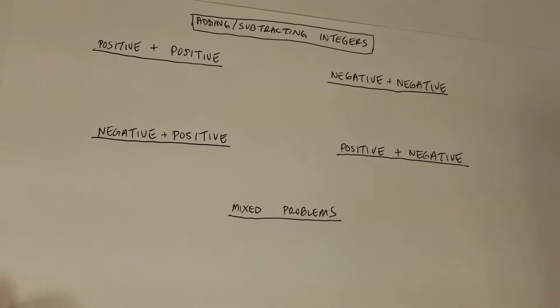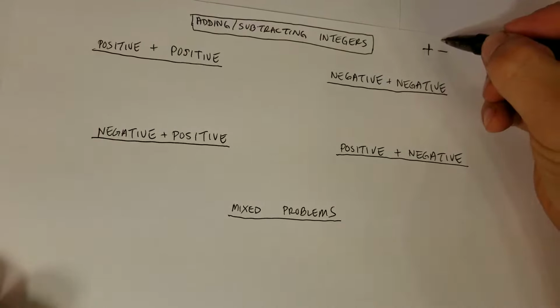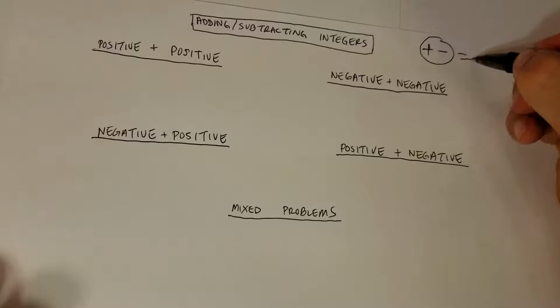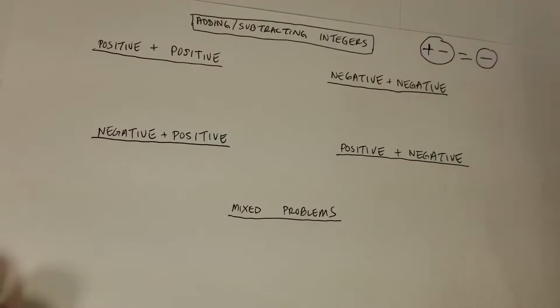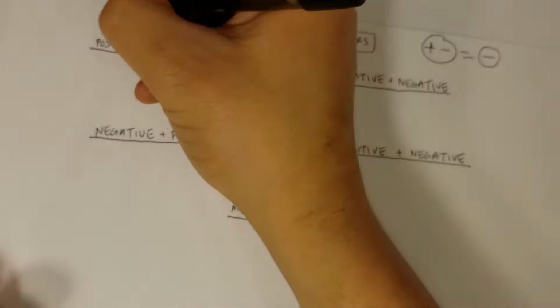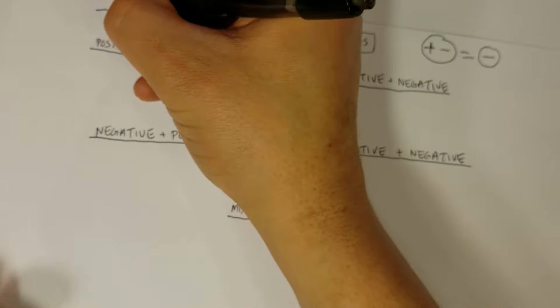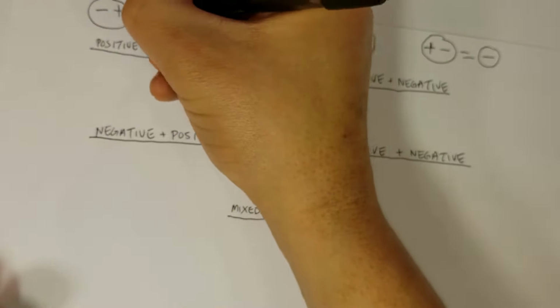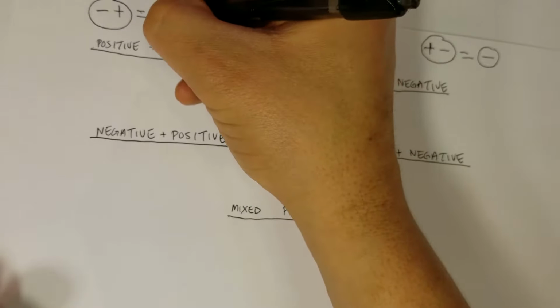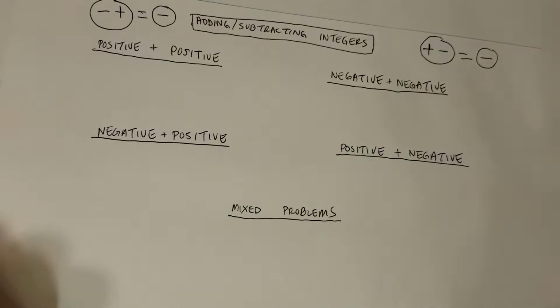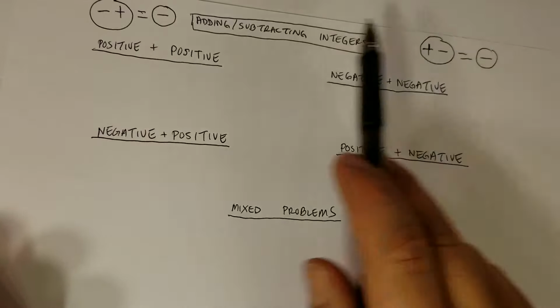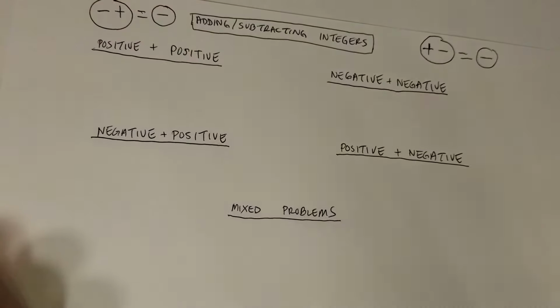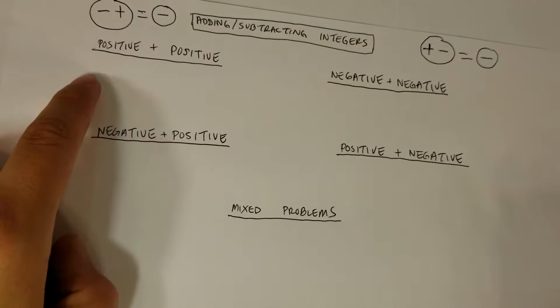The only thing you have to remember at the very beginning is that if you ever have a positive and a negative next to each other, the negative will always win. Anytime you have a negative and a positive, it's always going to end up being a negative, even if it's backwards. It doesn't matter which order it is. It's the same idea as multiplication. Positive times a negative or negative times a positive will give you a negative. So if you have the two operators, positive and negative, next to each other, you're always going to get a negative.